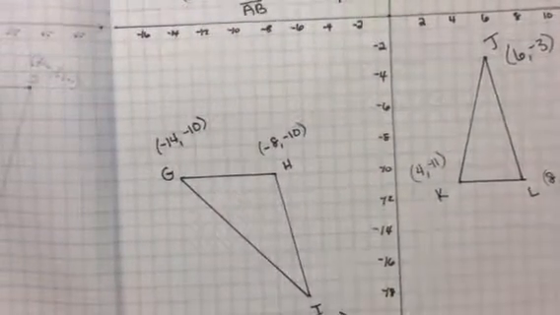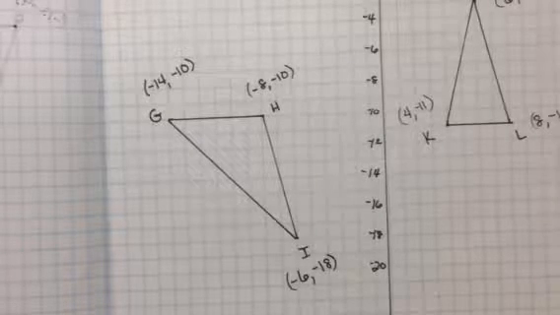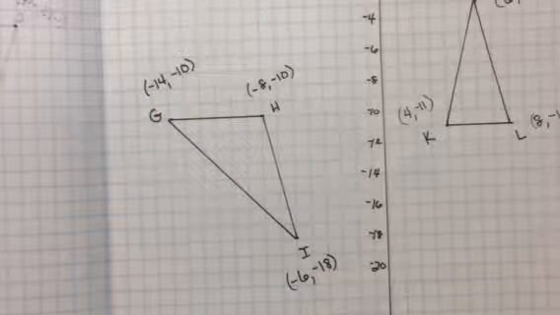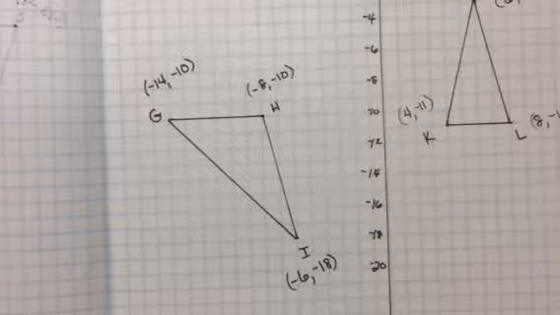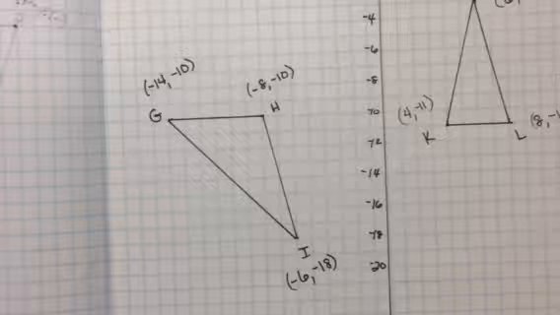And the last triangle, let me scooch this a little bit more. It is in the third quadrant, GHI at -14, -10. H is at -8, -10. And I is at -6, -18. And again, hit pause so you can copy all of this down and draw it.